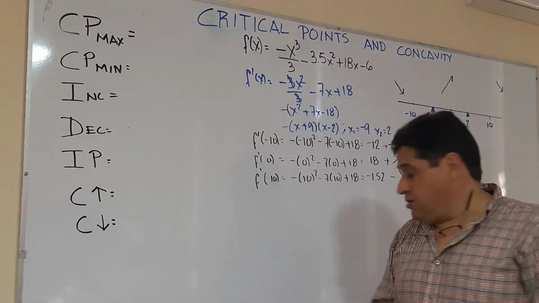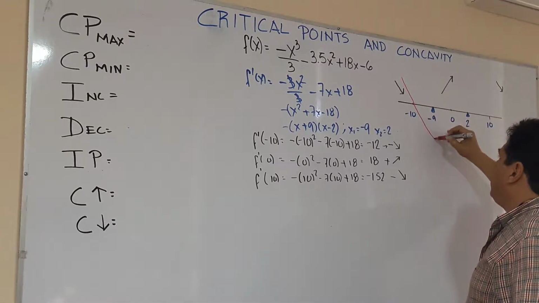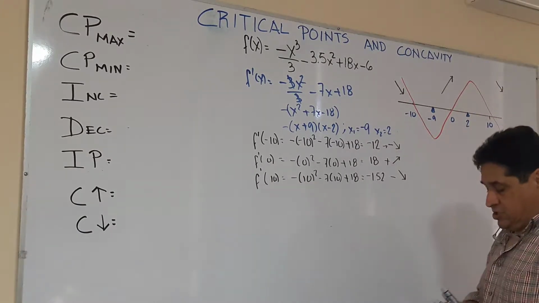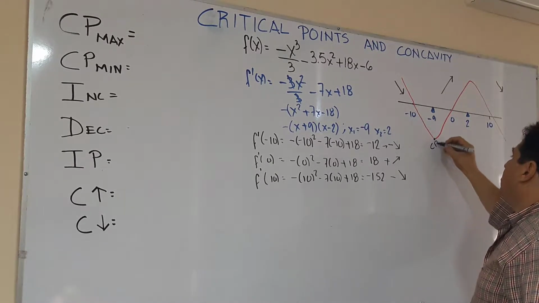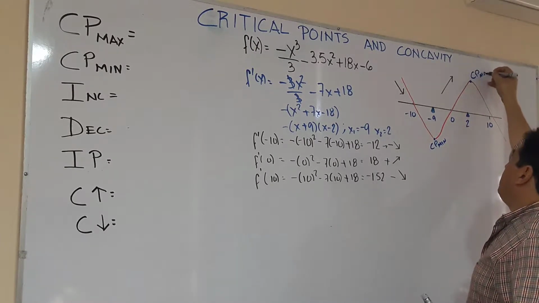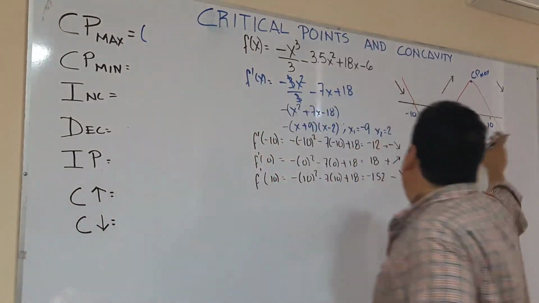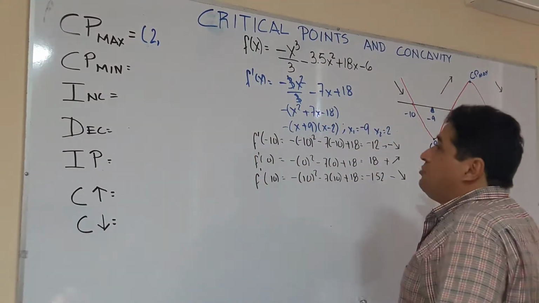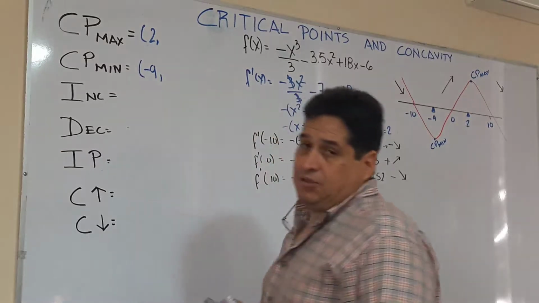Now that I have that, I can go on and draw my graph. So it's going to be going down at 10, all the way to my critical point, going up all the way to my critical point, and going down. So now I have several things. This one is going to be my critical point minimum. This is going to be my critical point maximum. So I can say that my maximum critical point is going to be on 2. So I'm going to go 2, comma, and we're going to get the y values later. My critical point minimum is going to be on minus 9. So I'm going to go minus 9, comma something.